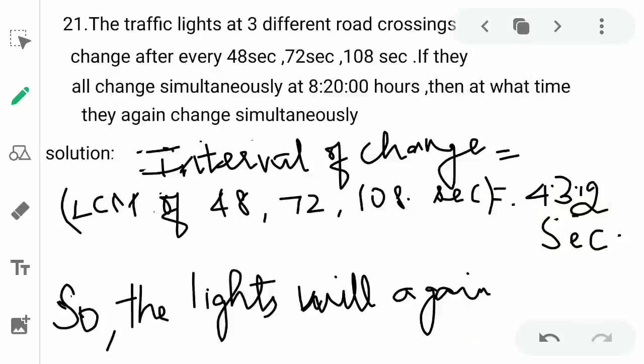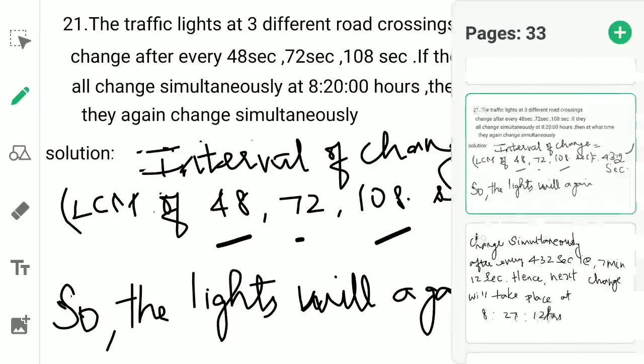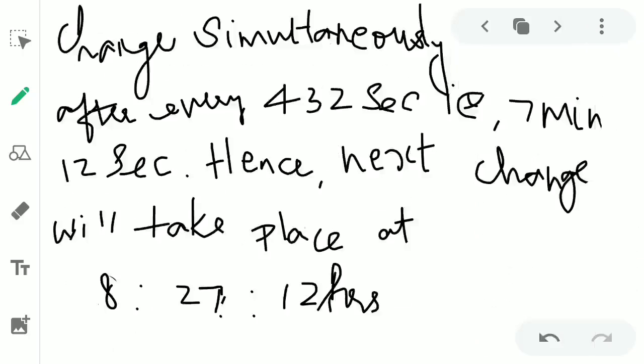Moving to the 21st question: traffic lights at 3 different road crossings change after every 48 seconds, 72 seconds, 108 seconds. If they all change simultaneously at 8:20:0 hours, then at what time will they again change simultaneously? Here comes the solution. The interval of change equals the LCM of 48, 72, 108 seconds. You will get the answer as 432 seconds. So the lights will again change simultaneously after every 432 seconds.